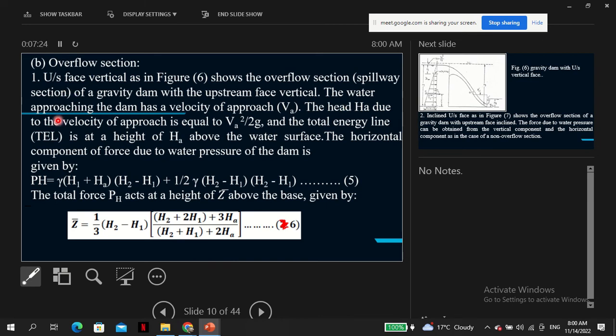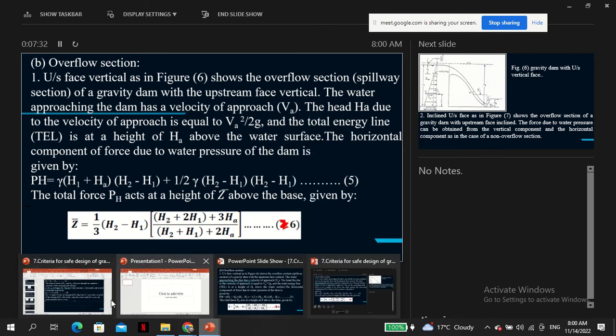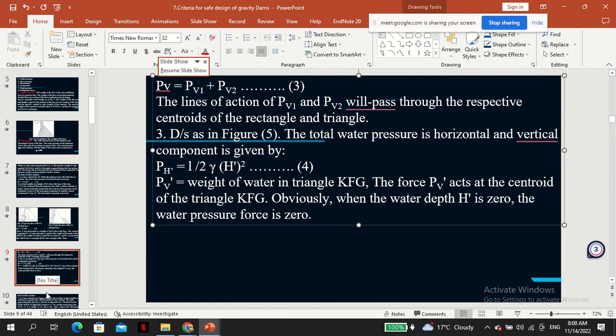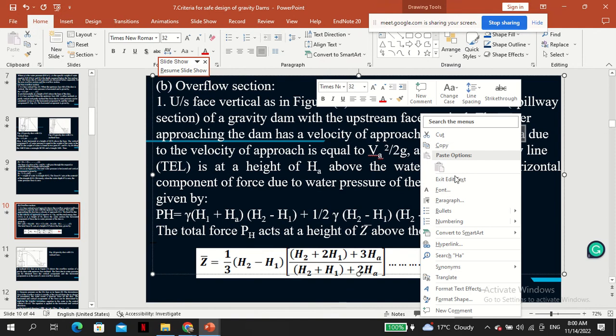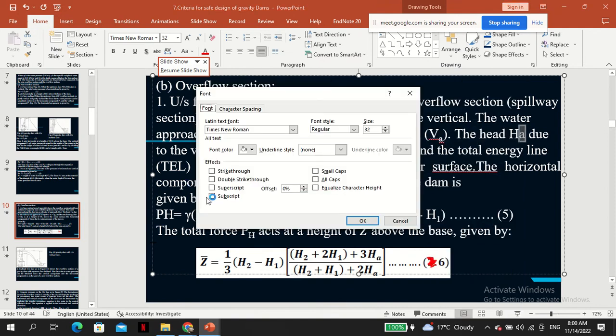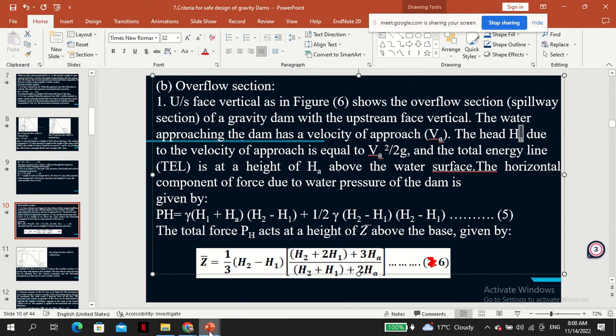The water approaching the dam has a velocity va. The head ha. Some issue with the notation there. ha. Yes, okay.